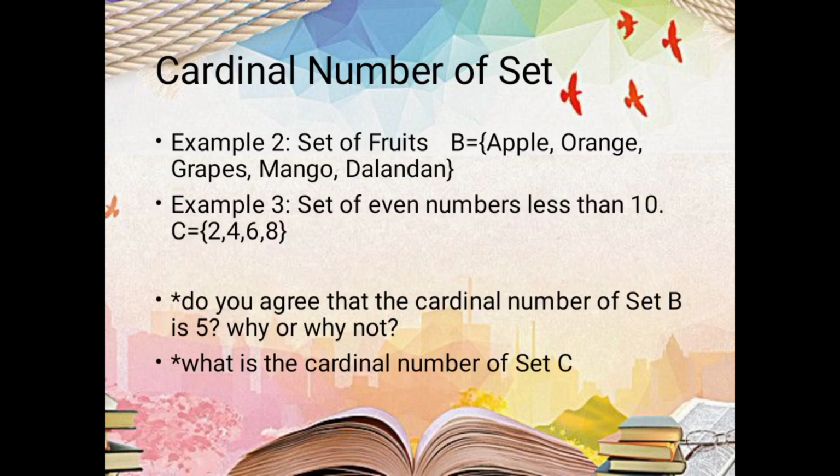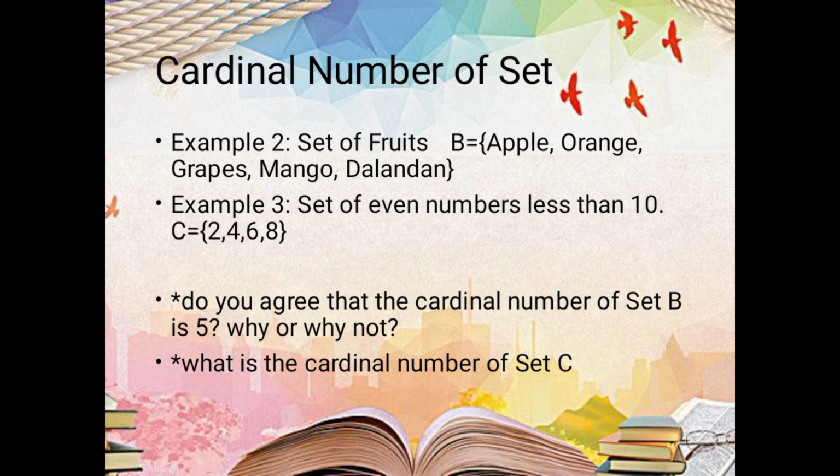To understand more, we will proceed to example number 2. Set of fruits. So, B is equal to apple, orange, grapes, mango, and dalandan. So, the cardinal number of set B is 5. For example number 3, set of even numbers less than 10, C is equal to 2, 4, 6, and 8.